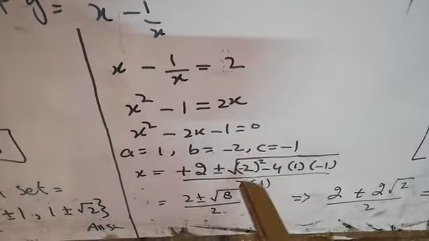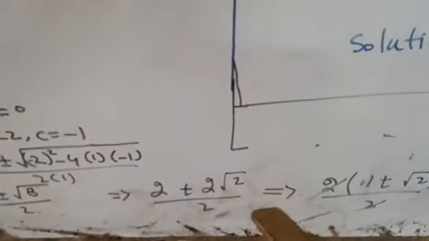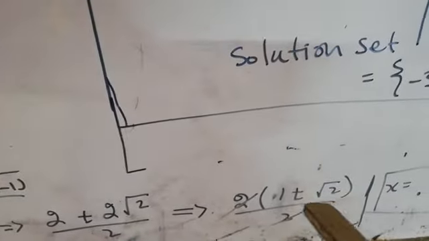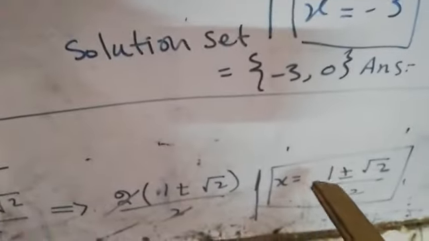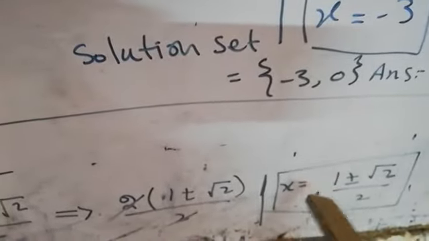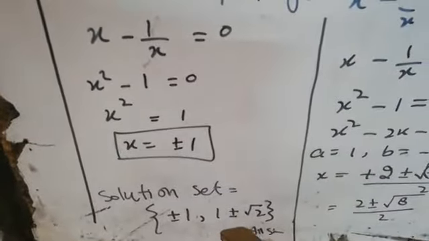So by applying the quadratic formula, we will get the value of x is equal to 2 plus minus 2 square root 2 by 2. We will take 2 as common and get 1 plus minus square root 2. So the value of x is equal to 1 plus minus square root 2, and the other values are plus minus 1. So this is the solution set.